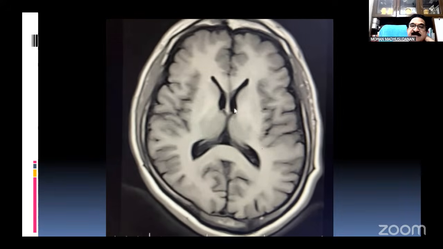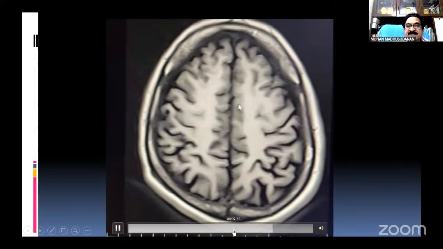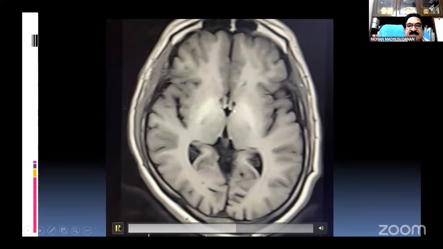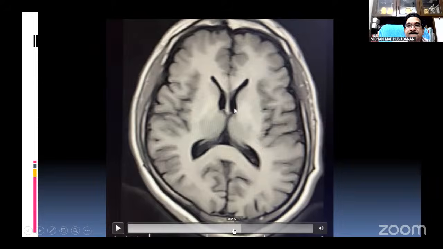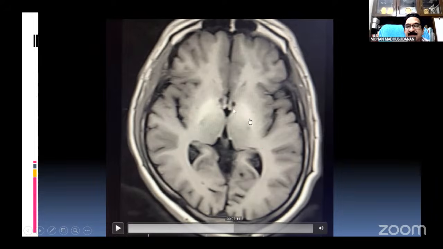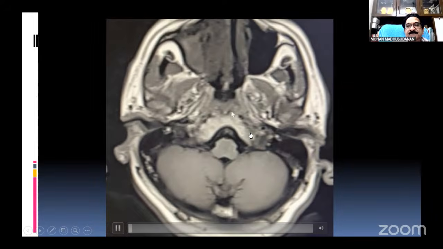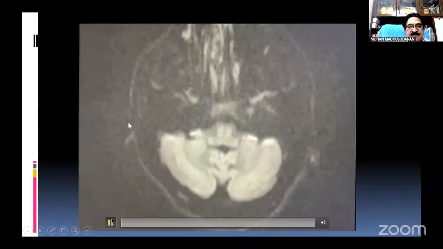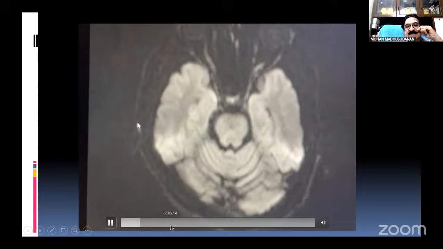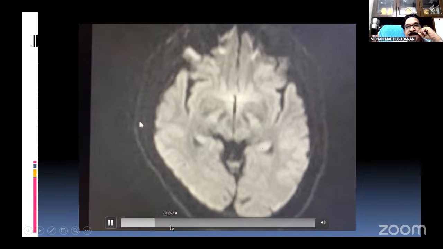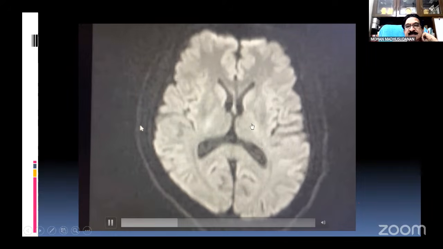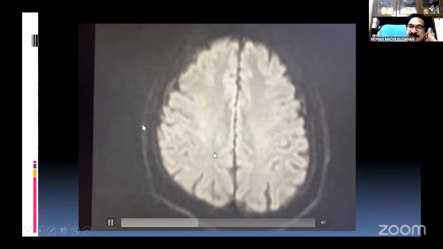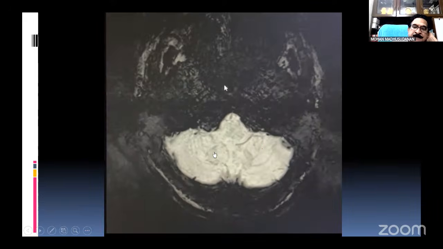Hyperdensity in the basal ganglia, in the globus pallidus. You can find the hyperdensity. See the hyperdensity there. It's a typical finding in hepatic encephalopathy. I think I will skip some of the pictures. This is the diffusion. Again, you can find hyperdensity in the posterior limb, crus cerebri and all.